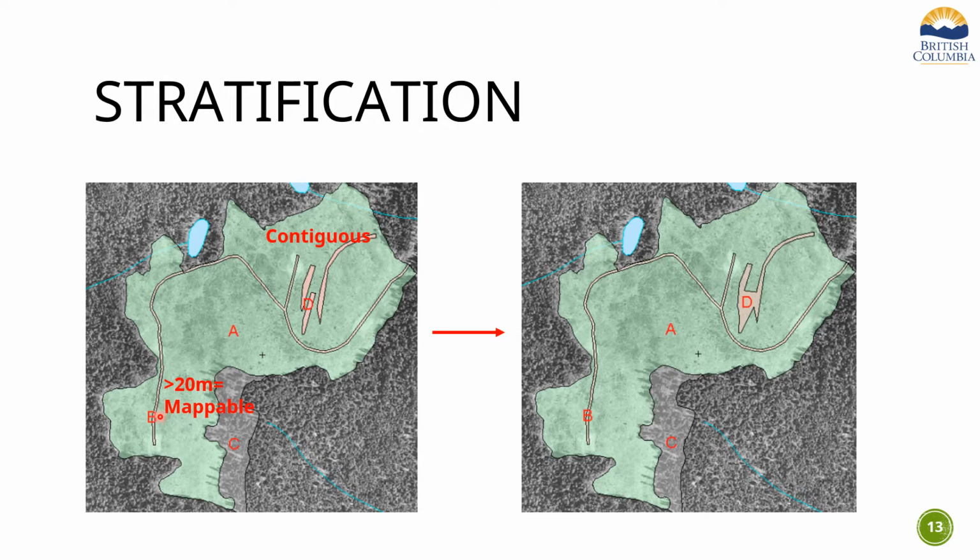It's also important to understand the definition of contiguous. If you have an NFG patch and it's less than 20 meters away from another NFG or NSR patch or strip, then they actually need to be lumped together. So that's what's happened here. And that combined area is then assessed to see if it meets stratifiable size. So D is a unique stratum. It is greater than 1 hectare in size.